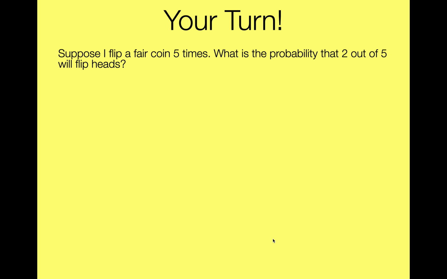All right, so here's a your turn. I want you to use that PMF to find this probability. So I flip a fair coin 5 times. Fair coin means 50% heads, 50% tails. So there's the probability of any coin flip being heads, or tails. What's the probability that 2 out of 5 will flip heads? Okay, so here's a question. 5 is a lot easier to work with than 10, right? And so try to find that probability.